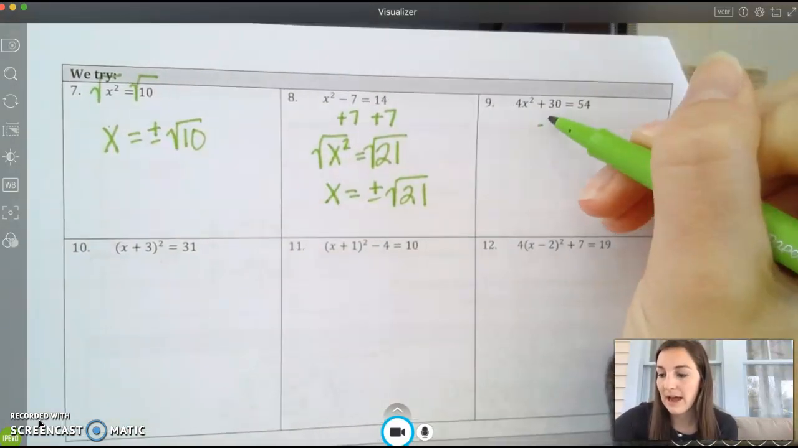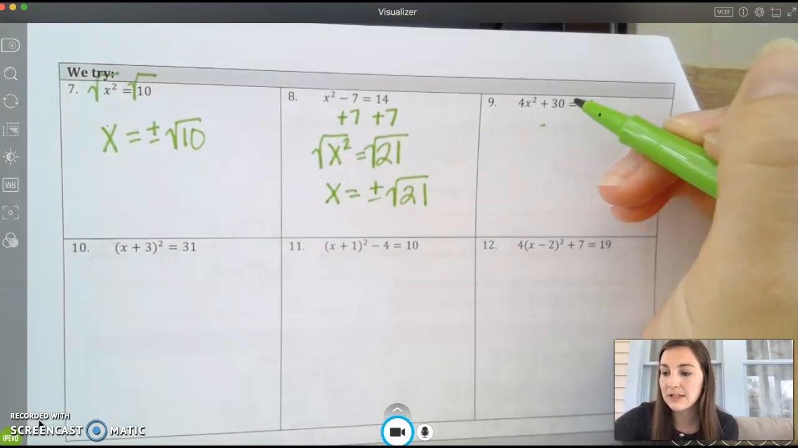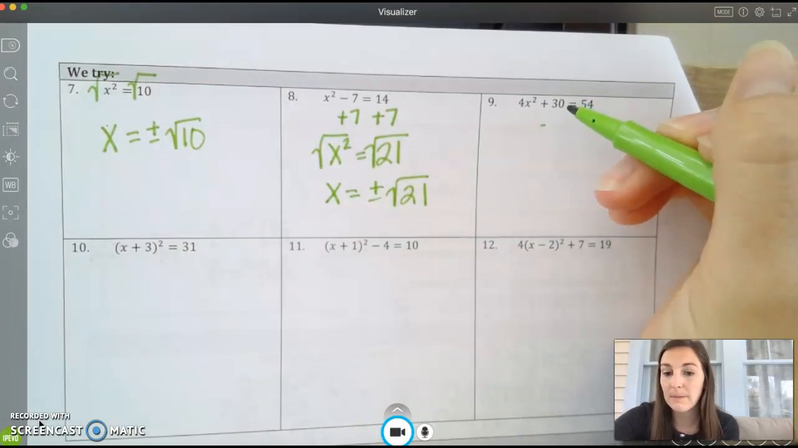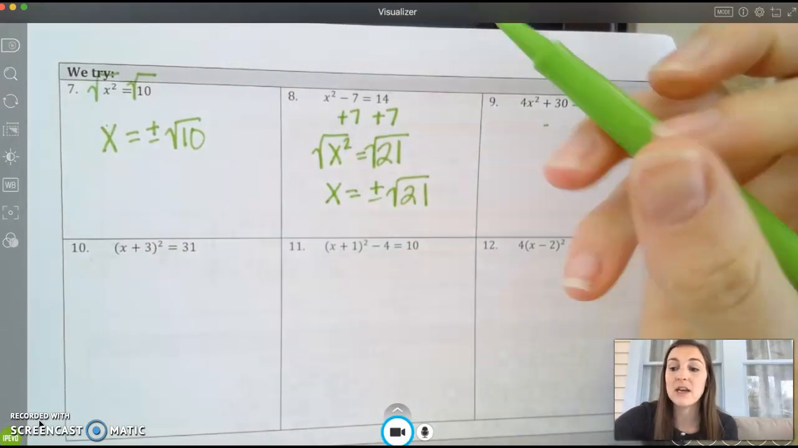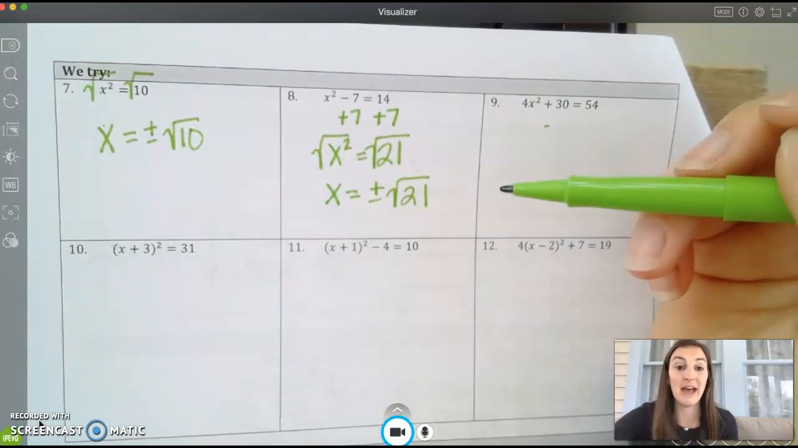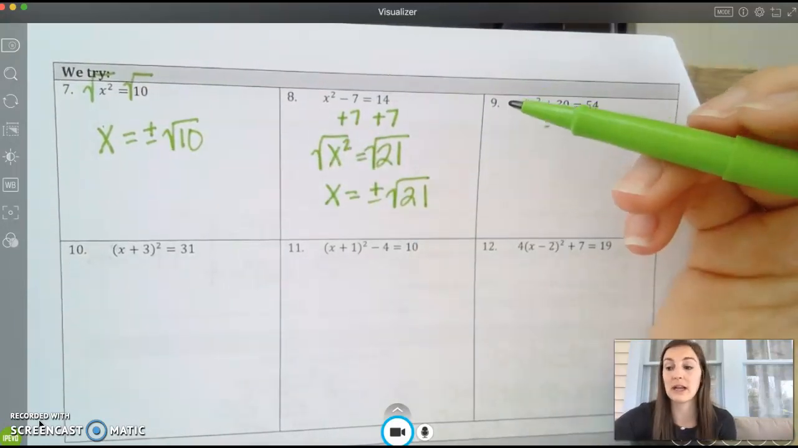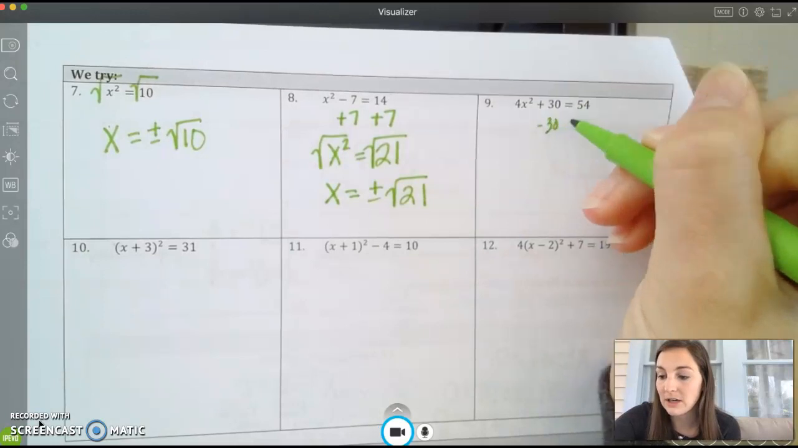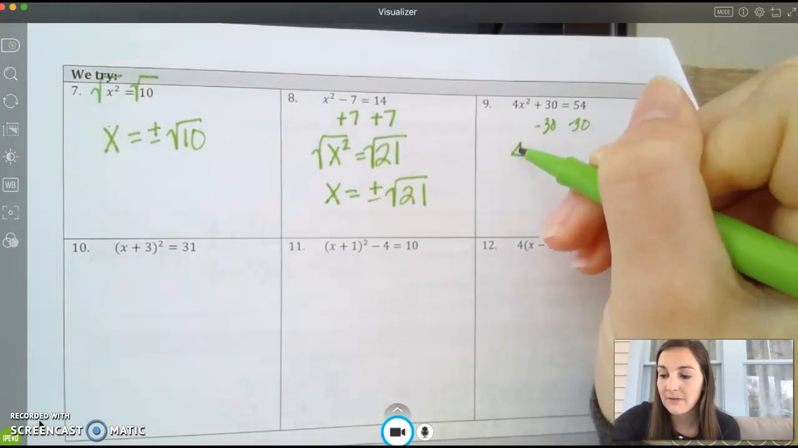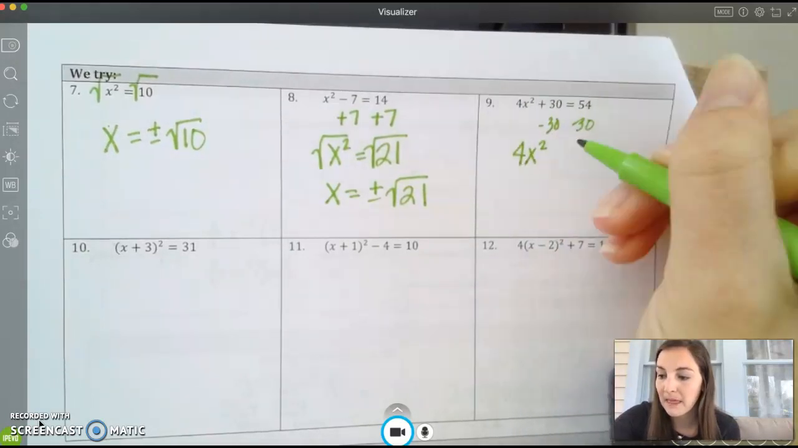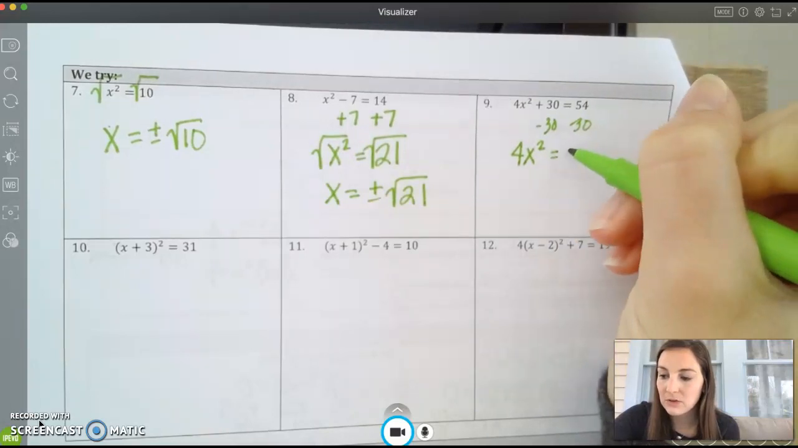Okay, now here I have 4x squared plus 30 equals 54. Again, as we mentioned on the other side, none of these examples have x by itself. They only have x squared and a constant. So I subtract 30, and I get 4x squared equals 24.